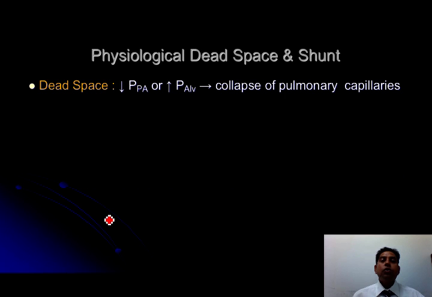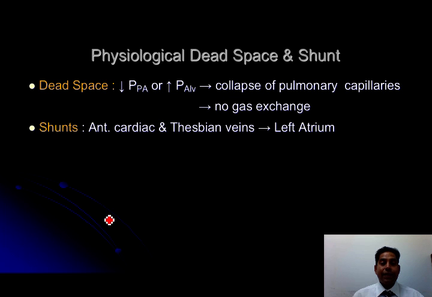Now, we also should know something about the pulmonary dead space and the pulmonary shunt. Dead space is a place where the pressure in the artery is decreased, or the partial pressure in the alveoli is increased. Either can lead to a collapse of the pulmonary capillaries. So hence, there is no gas exchange.